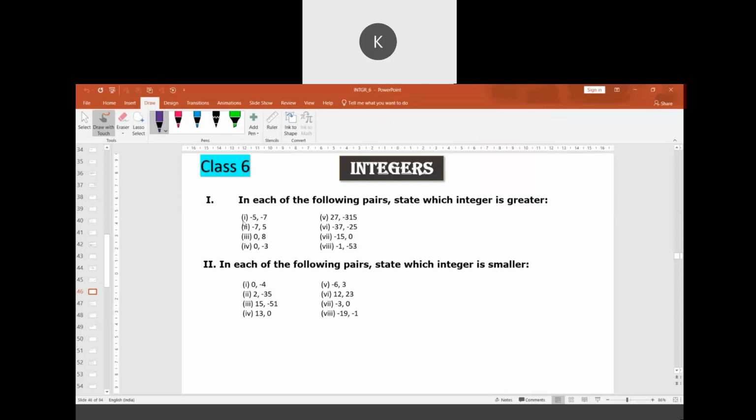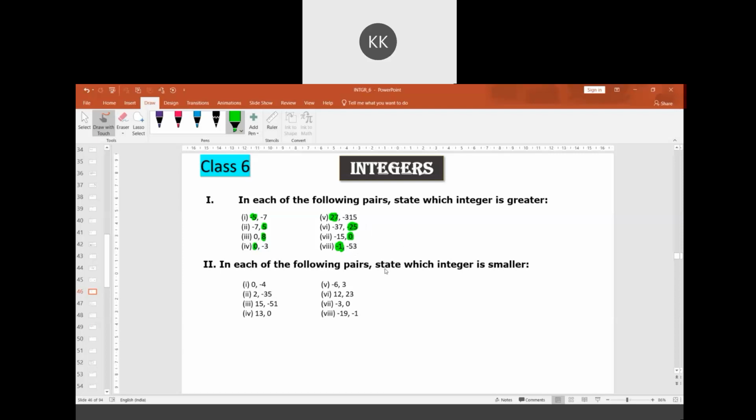The first one, the greater integer is -5. I'm encircling that, so better I use the highlighter. I'll highlight it. So -5 is larger. The second one, 5 is larger. In the third one, 8 is larger. In the fourth one, 0 is larger. In the fifth, 27 is larger. In the sixth, -25 is larger. In the seventh, 0 is larger. In the eighth, -1 is larger. Hope all of you have written the same answer.